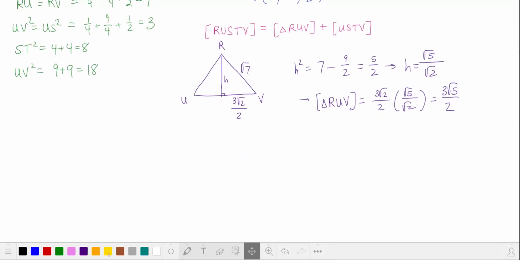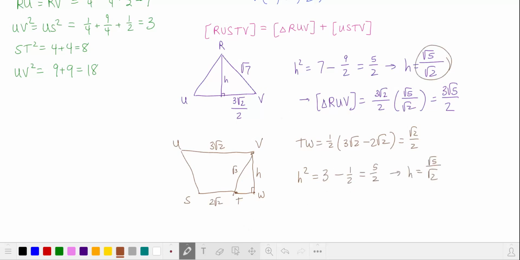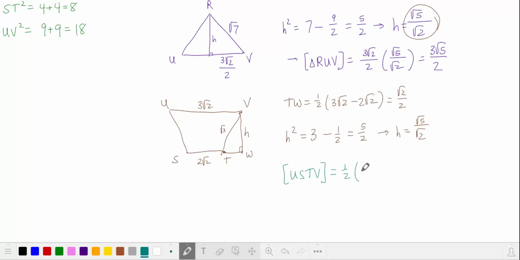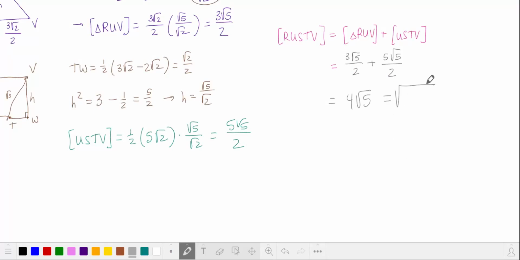And now we'll do the trapezoid. We've got our two bases, so let's find the height. I'll drop this altitude, and since it's isosceles, TW is just half the difference of the two bases. We'll use Pythagorean theorem to find the height. It's actually the same as what we had for our triangle. And now we'll use our formula for the area of a trapezoid. It's the average of the bases times the height, or 5 root 5 over 2. And again, we're adding these two areas to get 4 root 5. We'll put everything underneath the radical, so this is 80, and the format of the answer. The problem asks for the value of P, so our answer is 80.